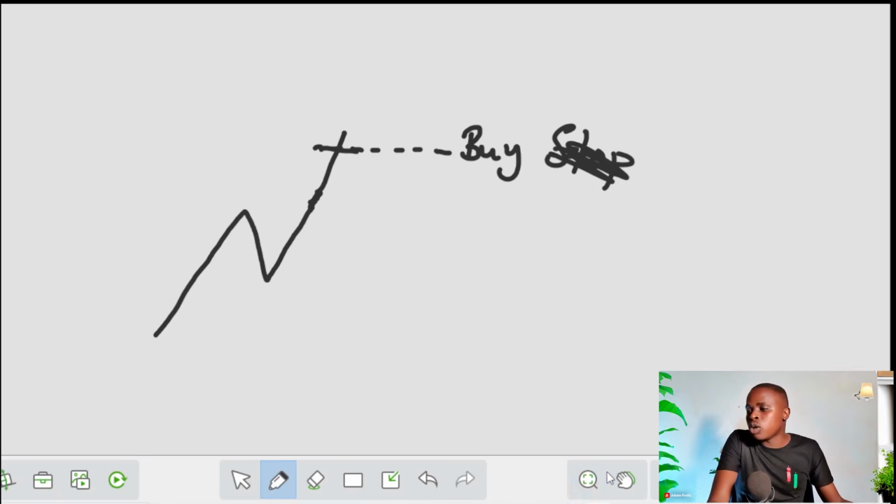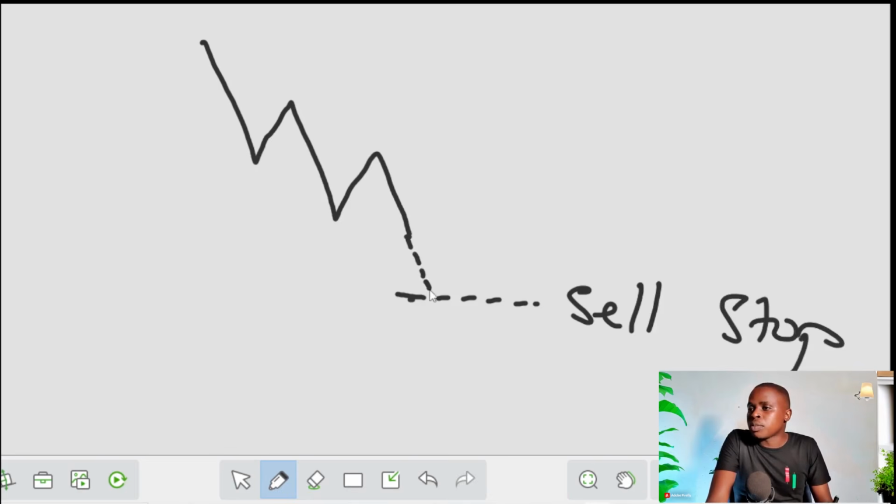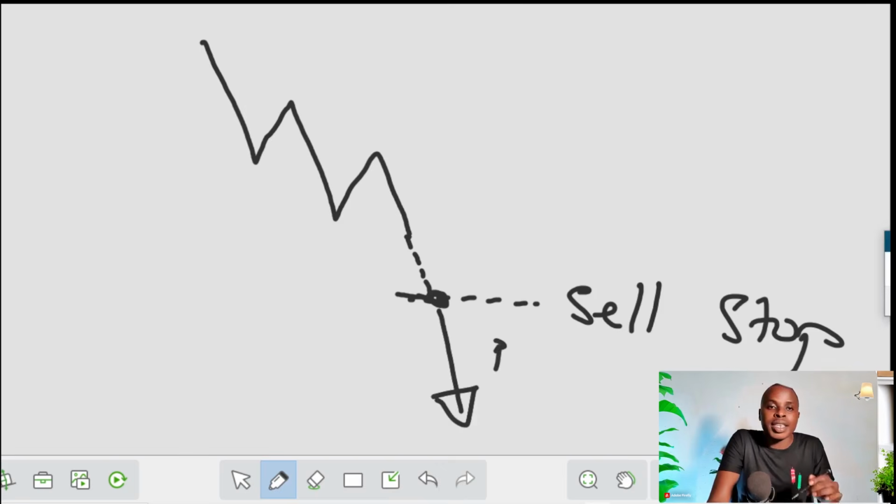On the other side, we also have what is called a sell stop. So let's say the market is pushing to the downside, and then it reverses, pushes to the downside, and you feel like when the market comes to this point, you want to sell. So you put a sell stop, and if the market moves to this point and crosses here, the sell stop is going to be triggered, and if the market keeps going to the downside, you would be in profits, because now this sell stop is a sell trade.